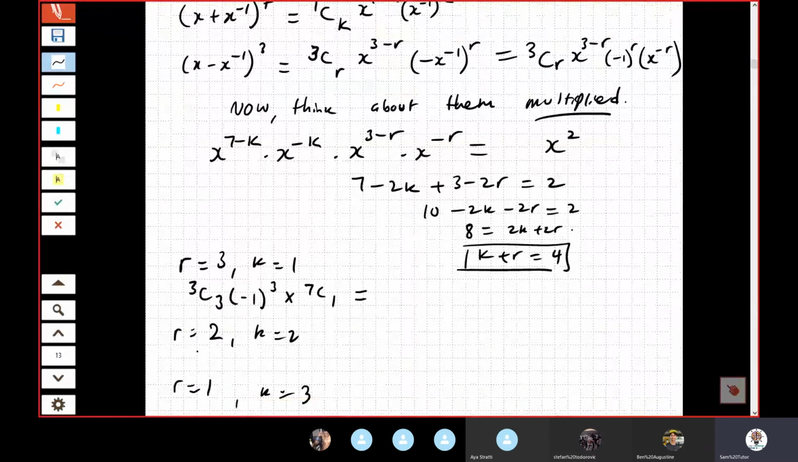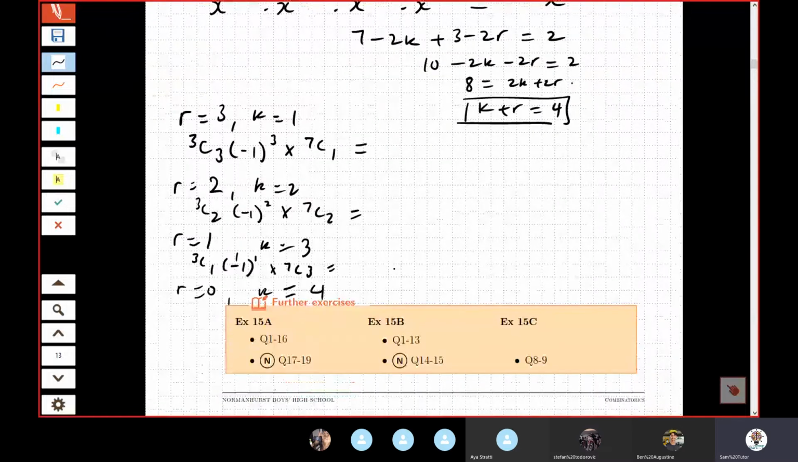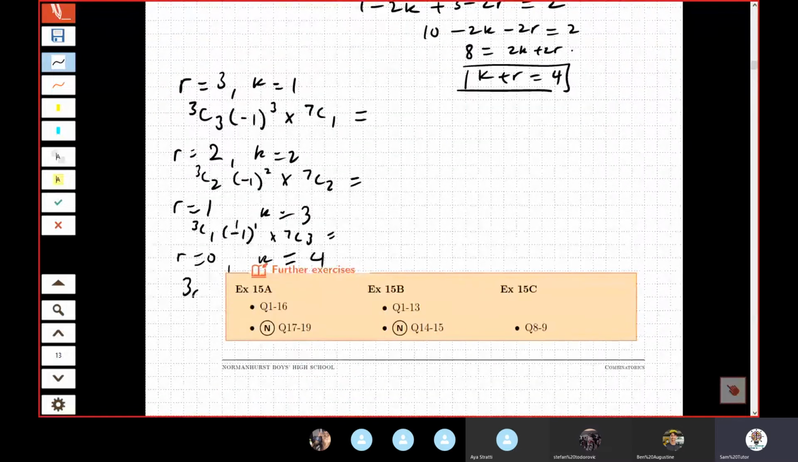R equals 2: 3 choose 2, negative 1 to the power of 2, times 7 choose 2. 3 choose 1, negative 1 to the power of, what are we doing? 1, times 7 choose 3. I think we get the idea. 3 choose 0, negative 1 to the power of 0, times 7 choose 4.